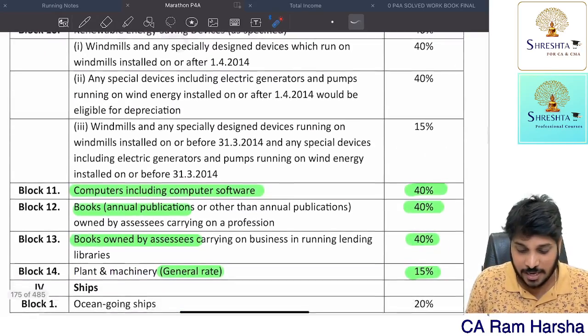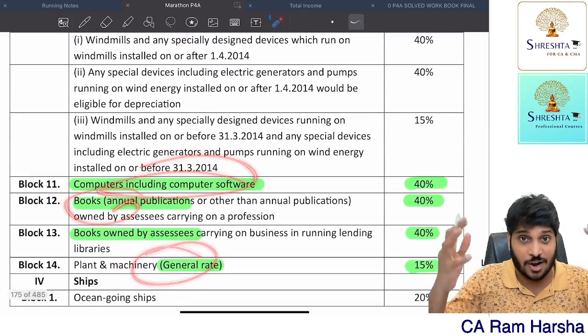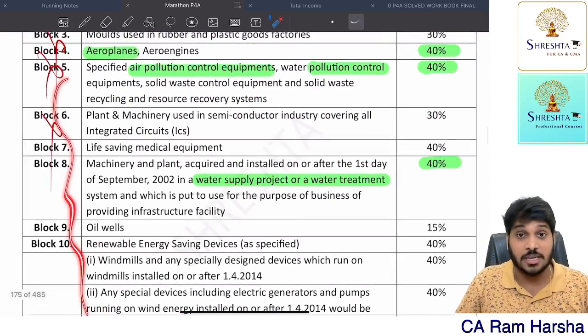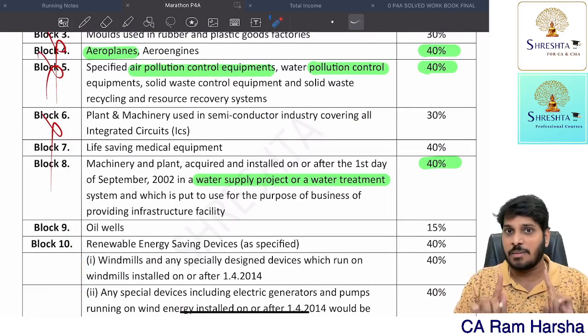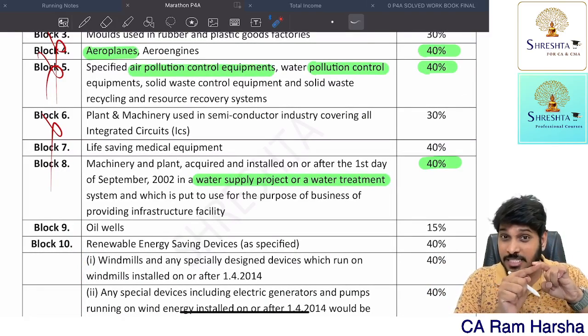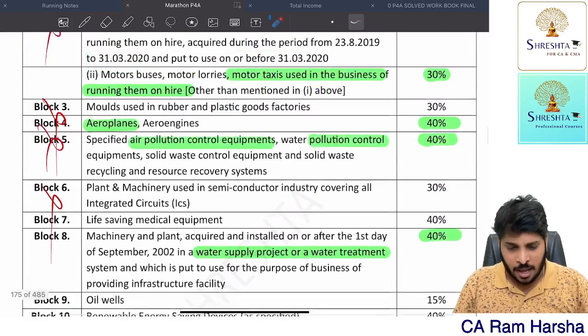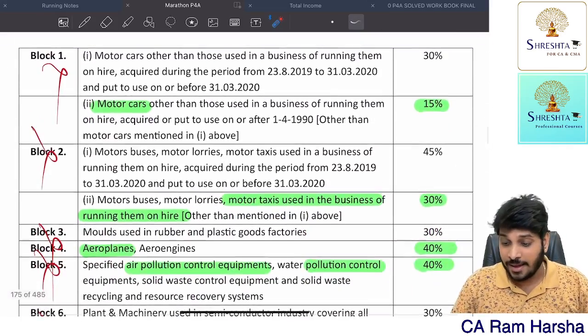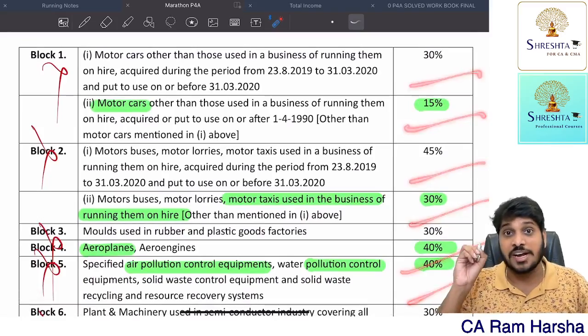Energy devices, plant and machinery, computers, books, everything, all these items are called what? Plant and machinery. I told you, all these items come under the plant and machinery category. But remember, they do not all come under a single block. They all come under the same category, but not the same block. Why? Because the depreciation rates are different.